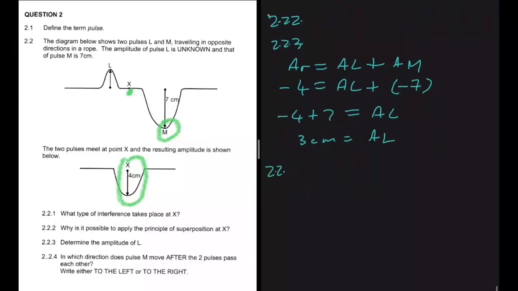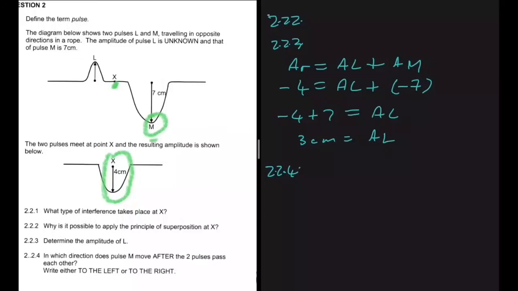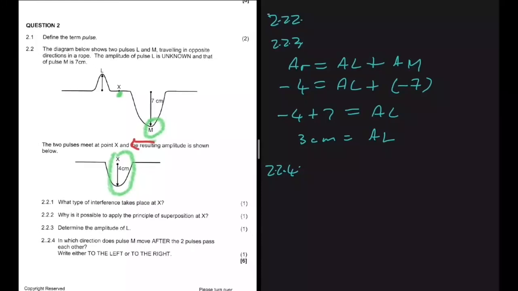Now 2.2.4. It asks in which direction pulse M moves after the two pulses pass each other, either to the left or to the right. If these two pulses meet at X, that tells us M is moving to the left. So the answer to 2.2.4 will be to the left. Pulse M will continue moving to the left while pulse L continues moving to the right.